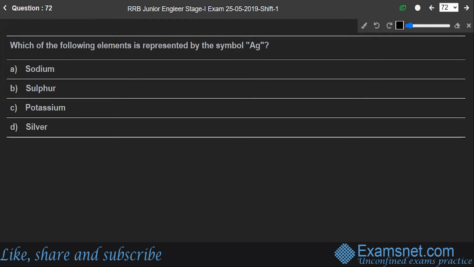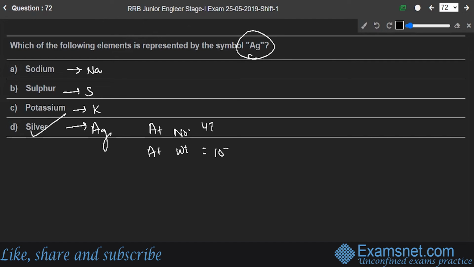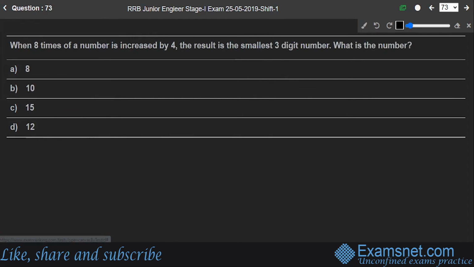Which of the following elements is represented by Ag? It's silver, because sodium has the symbol Na, sulfur is this, potassium is K, silver is Ag. The symbol is Ag. Atomic number of silver is 47, and atomic weight 107.868. Okay. So right answer, option D. Hope you understood. Next is question number 73.